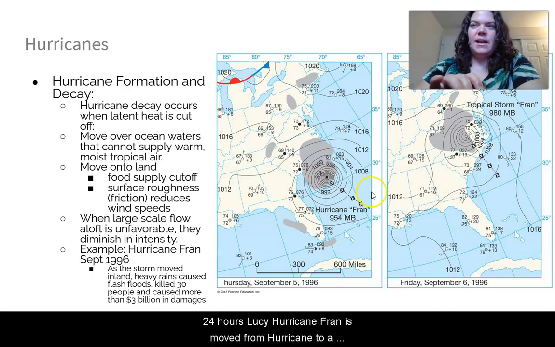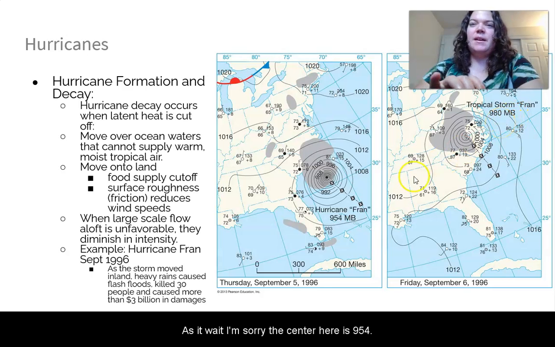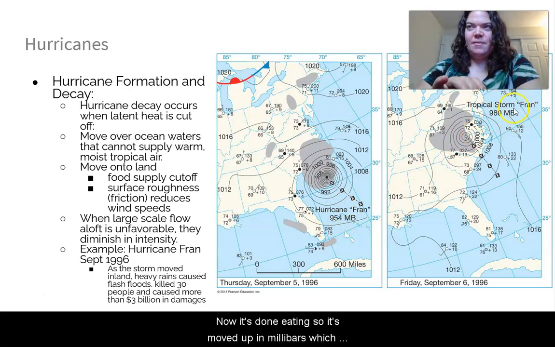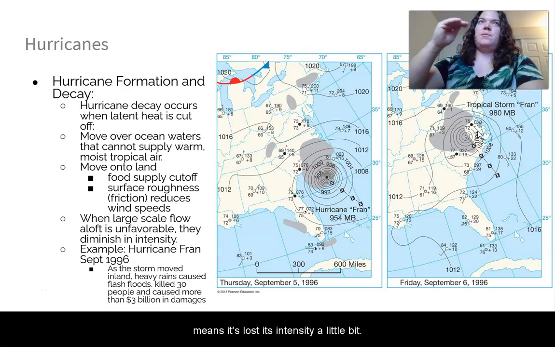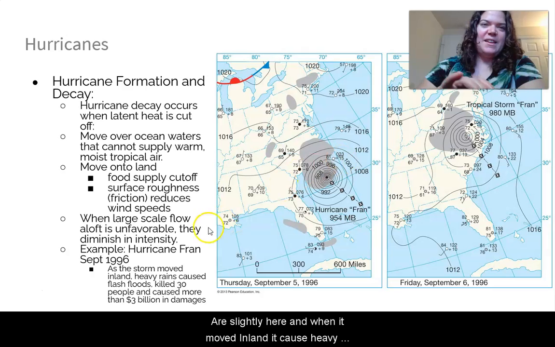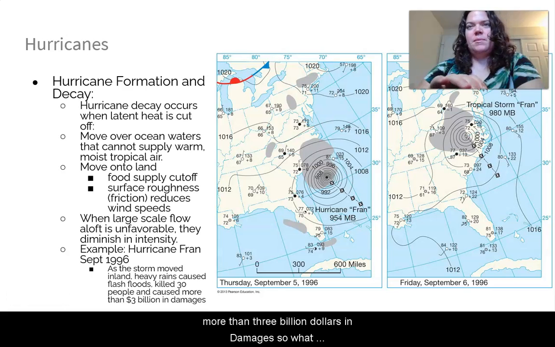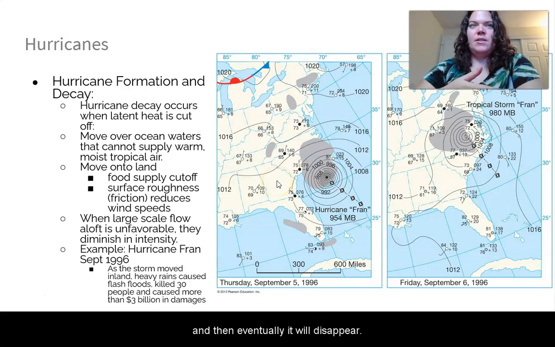So after 1 day, 24 hours, we see Hurricane Fran has moved from a hurricane to a tropical storm. It now has 980. What am I saying? Now it's 980. So it's moved up in millibars, which means it's lost its intensity a little bit, very slightly here. And when it moved inland, it caused heavy rains and flash flooding. It killed 30 people. Unfortunately, it caused more than $3 billion in damages. So what happened? When it hit the land, it lost a lot of strength, and then eventually it will dissipate.